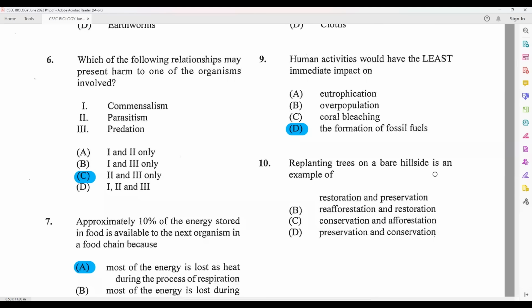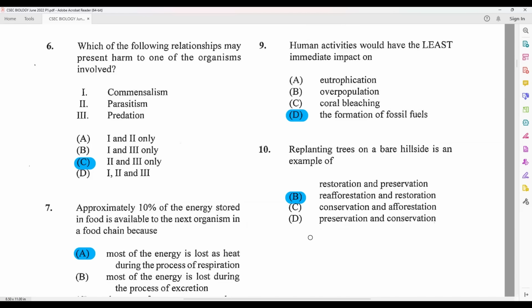Replanting trees on a bare hillside is an example of reforestation and restoration, which is B. I don't know why the A is missing, but B is the answer here.